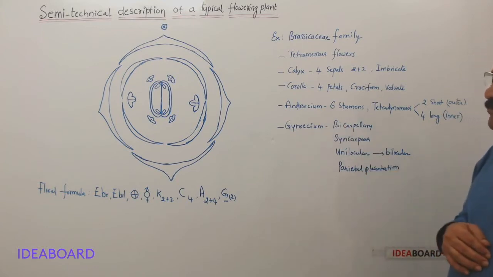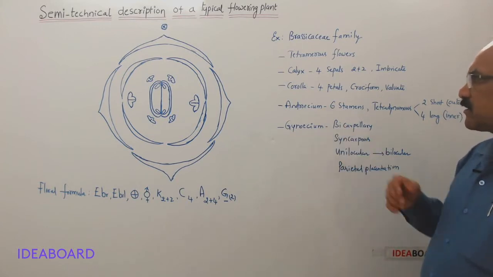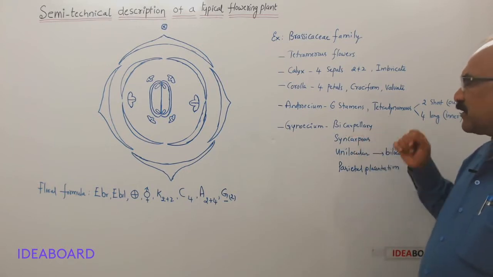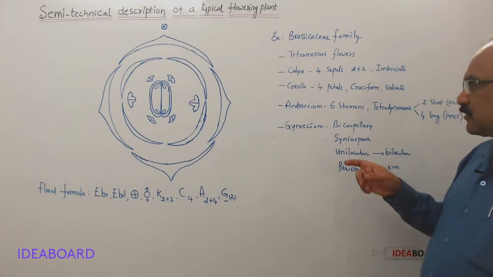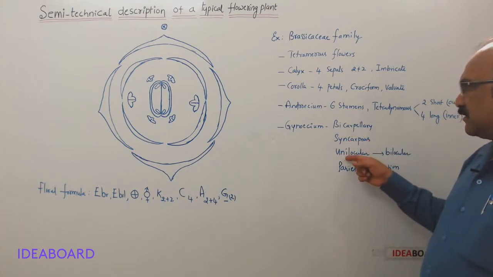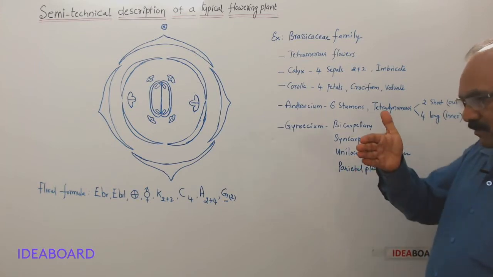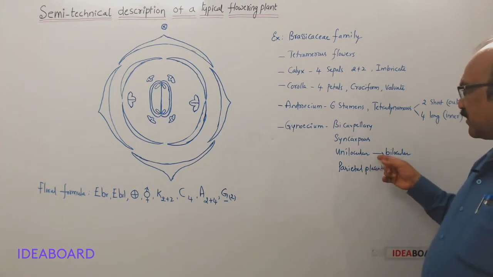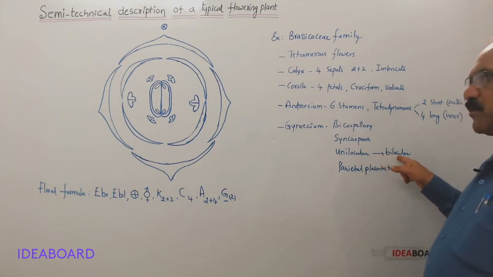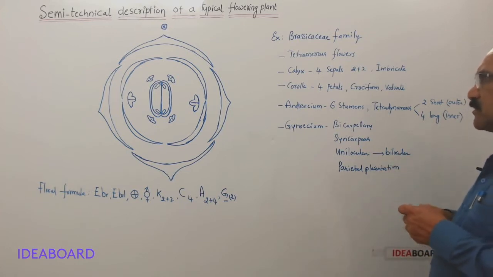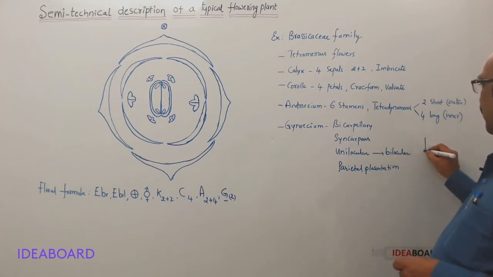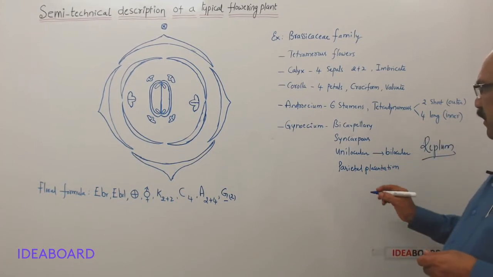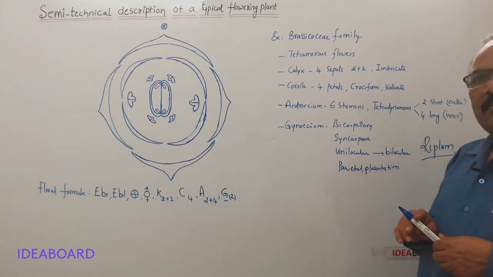And gynoecium, that is the female sex organ of the flower, is having 2 carpels, so it is bicarpellary, and they are united, so syncarpous, and initially unilocular, but one septum, a false septum, develops and divides that into 2 locules, so later it becomes bilocular due to formation of this false septum called replum. And the placentation is parietal placentation.